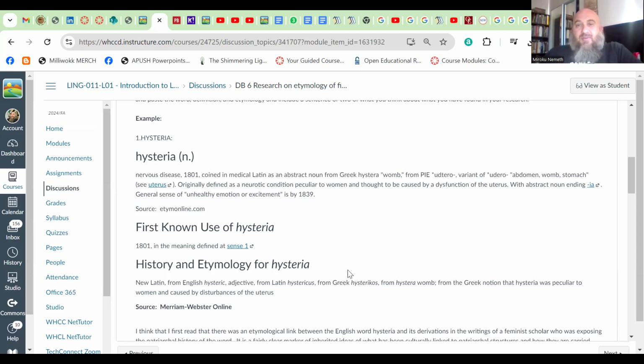Which is related to uterus, right? From Proto-Indo-European utero, abdomen, woman, womb, stomach, related to uterus. Originally defined as a neurotic condition peculiar to women and thought to be caused by a dysfunction of the uterus. So it was kind of misogynist in its origin, the word.